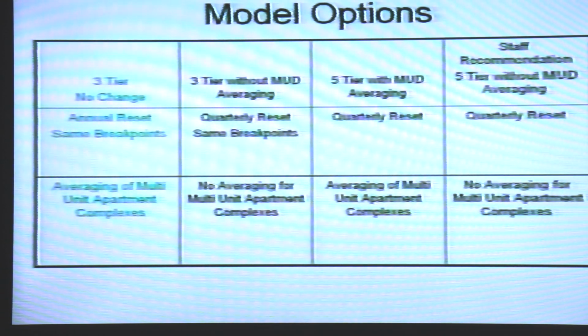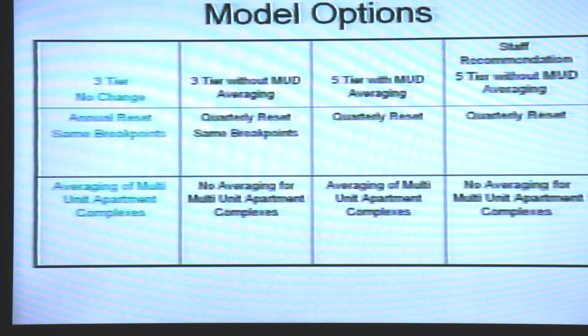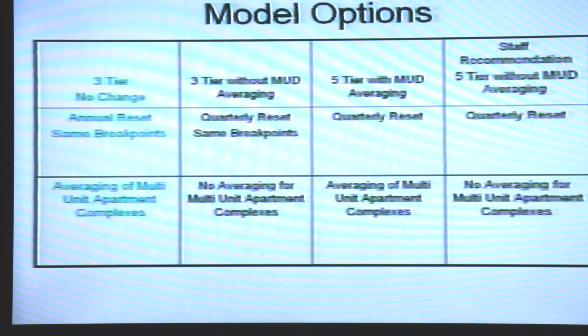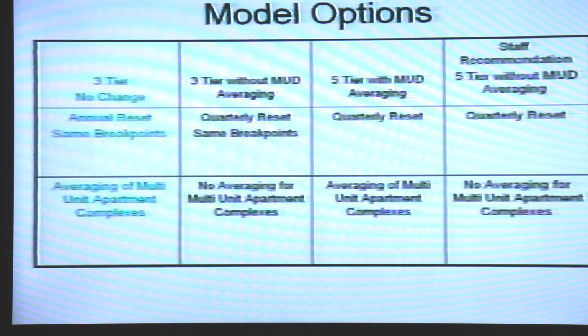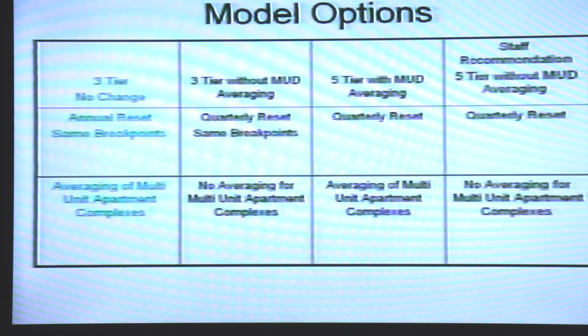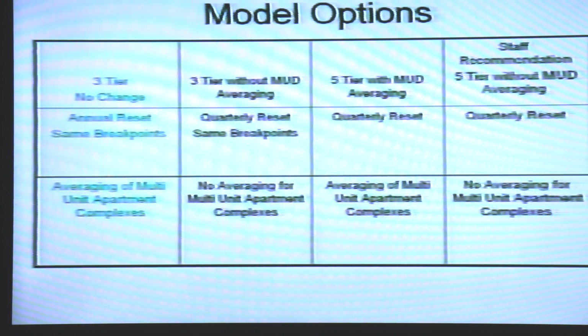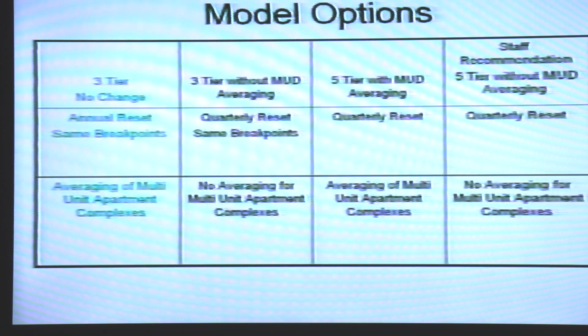One is a 3-tier system with no change. It would have annual resets, the same breakpoints, and we would average multi-unit apartment complexes. Another is a 3-tier structure without averaging multi-unit dwellings. We would have quarterly resets at the same breakpoints, and again, no averaging for multi-unit apartments. A 5-tier system with multi-unit dwelling averaging and quarterly resets. And the staff recommendation is a 5-tier structure without multi-unit dwelling averaging, and it would have quarterly usage resets.